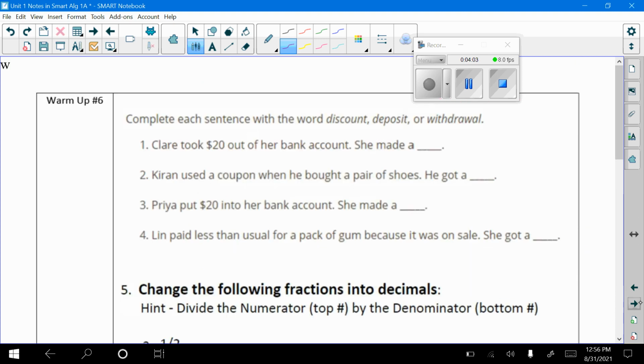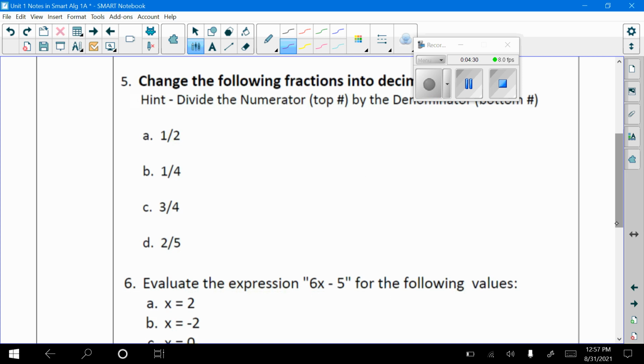All right, now we're into day 6, the warm-up of day 6. So I want you to go through this, try it on your own, basically whether it's a discount, deposit, or withdrawal. Withdrawal means you're taking it out, deposit means you're putting it in, and discount means you have a part off, like a coupon or a discount code, okay? And then below that, changing fractions into decimals is top divided by the bottom, or numerator divided by the denominator, and then give me the decimal version of those.